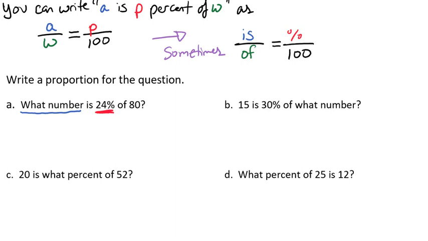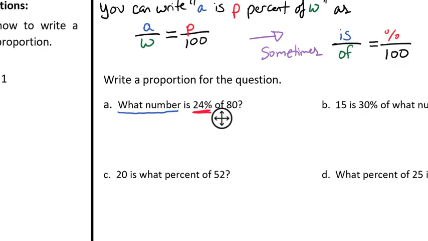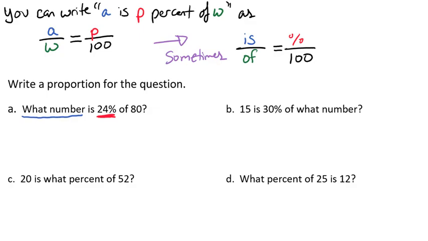Then we want to find the word of. There it is. And we want to take whatever number comes after that, and that's going to be our of number. So if we set this up, we have our is, which we don't know because it says what number, over our of, which is 80, so that's our W, then the percent, which is 24, over 100.